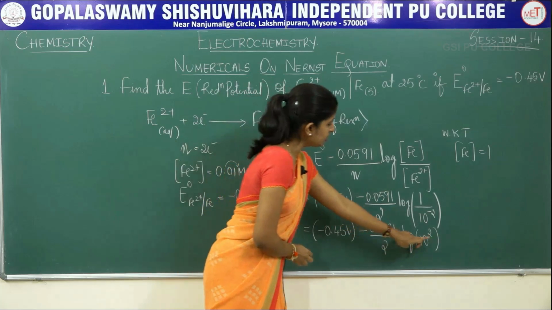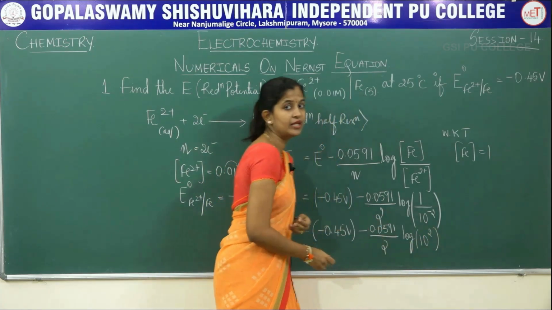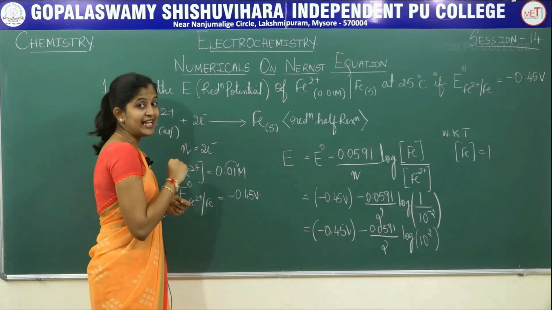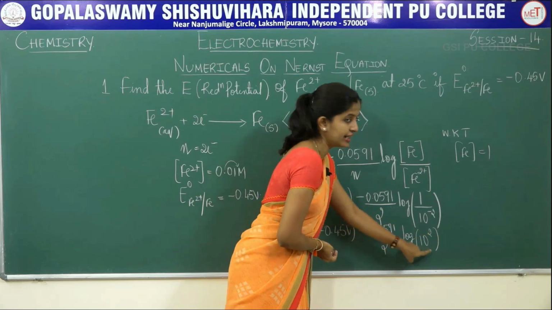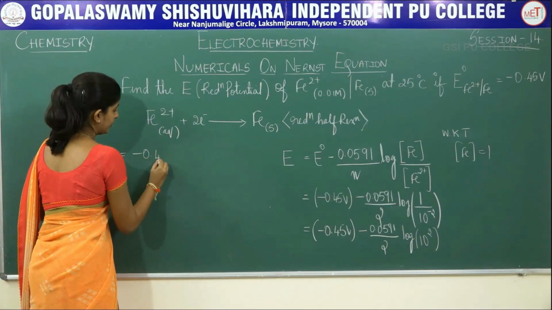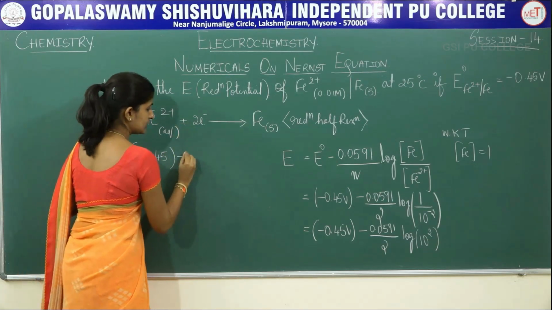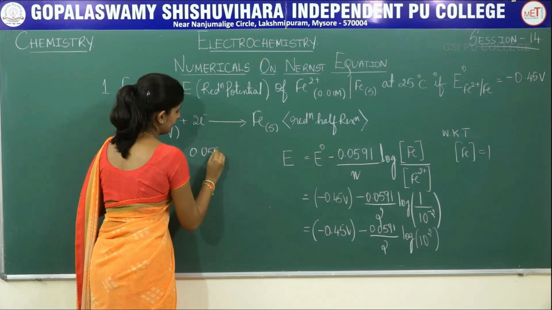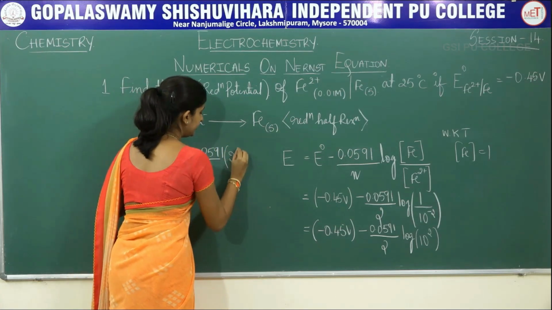You can write this as 2 log 10, using log of a to the power of b, which is nothing but b log a. So this becomes minus 0.45 minus 0.0591 divided by 2 into 2 log 10.